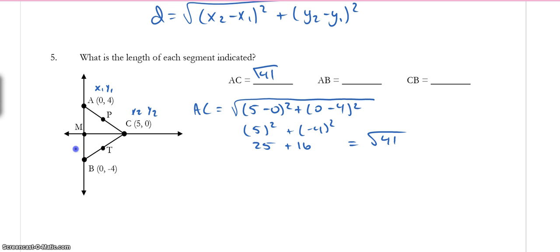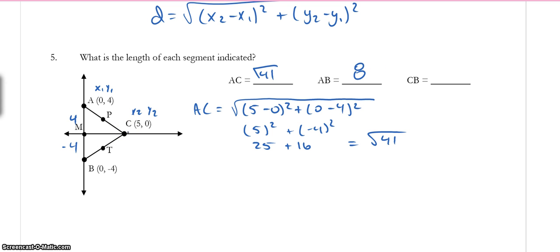Now it wants AB. So AB is here. With horizontal and vertical lines, it's very easy to find the distance. We can just count. Our y coordinates, because we're going up and down, from 0 to 4 is 4. 0 to negative 4 is 4 more units, but when we're talking about distance, we're always talking about positives. So 4 and 4 give me 8. So that one was nice.